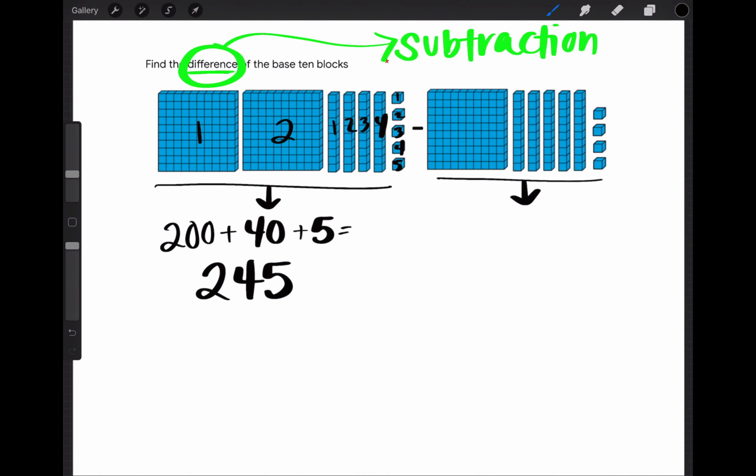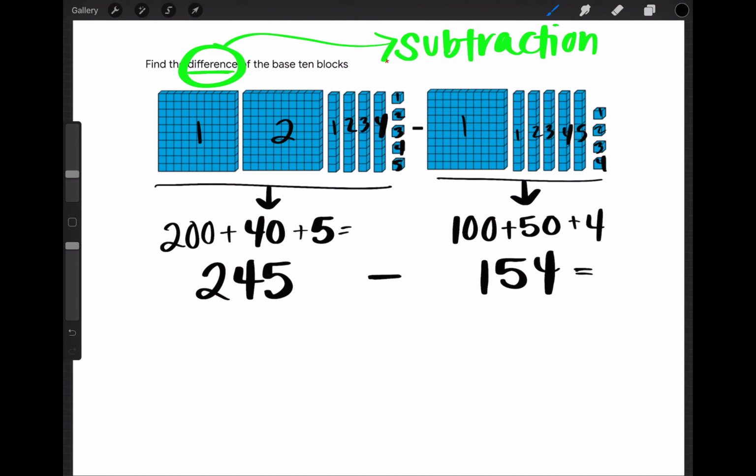All right, so let's figure out this one. How many hundreds do we have? Only 1, so we get 100. How many tens? 1, 2, 3, 4, 5, which is equal to 50. And how many ones? 1, 2, 3, 4. So 4. Add it all up together, 154. Now, we're going to put these together, and we need to subtract now.